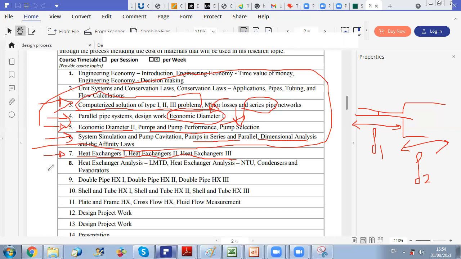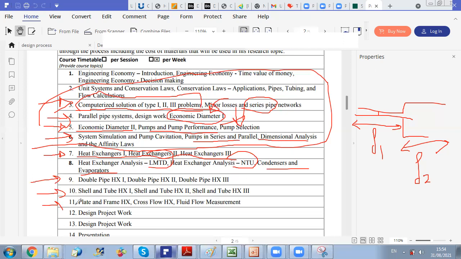We will then continue the analysis of heat exchangers. I think you are already familiar with LMTD and NTU types. Anyway, we will do a review of these types. And we will also study condensers and evaporators. After this, we will introduce double pipe systems, shell and tube systems, plate and frame, cross flow, fluid flow measurements.